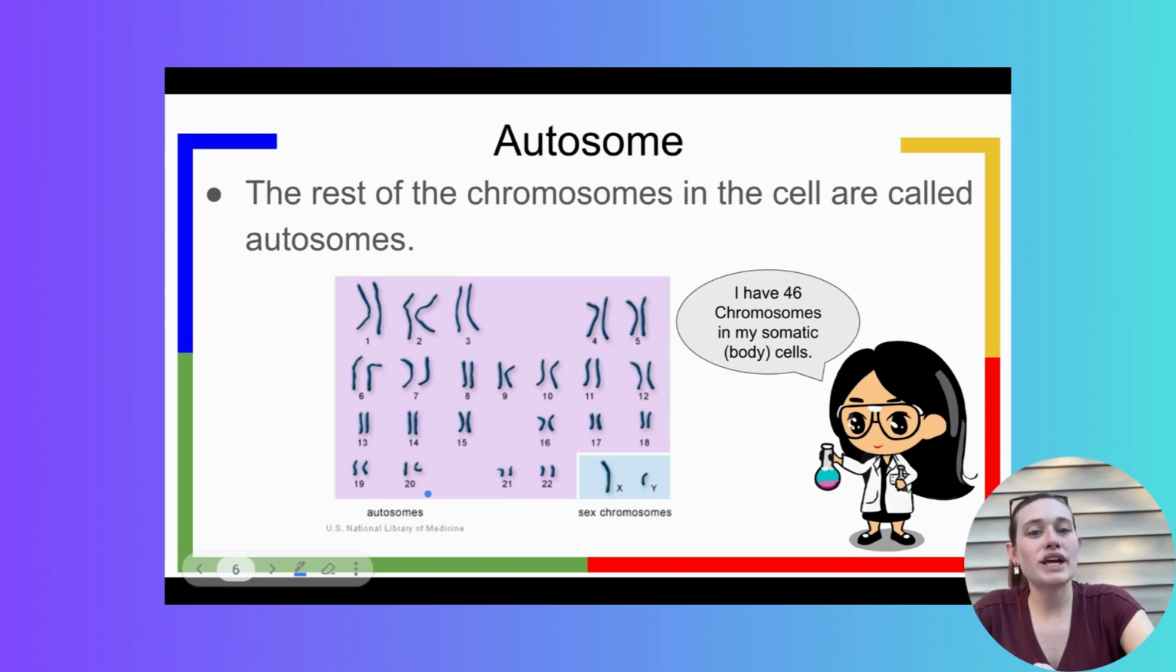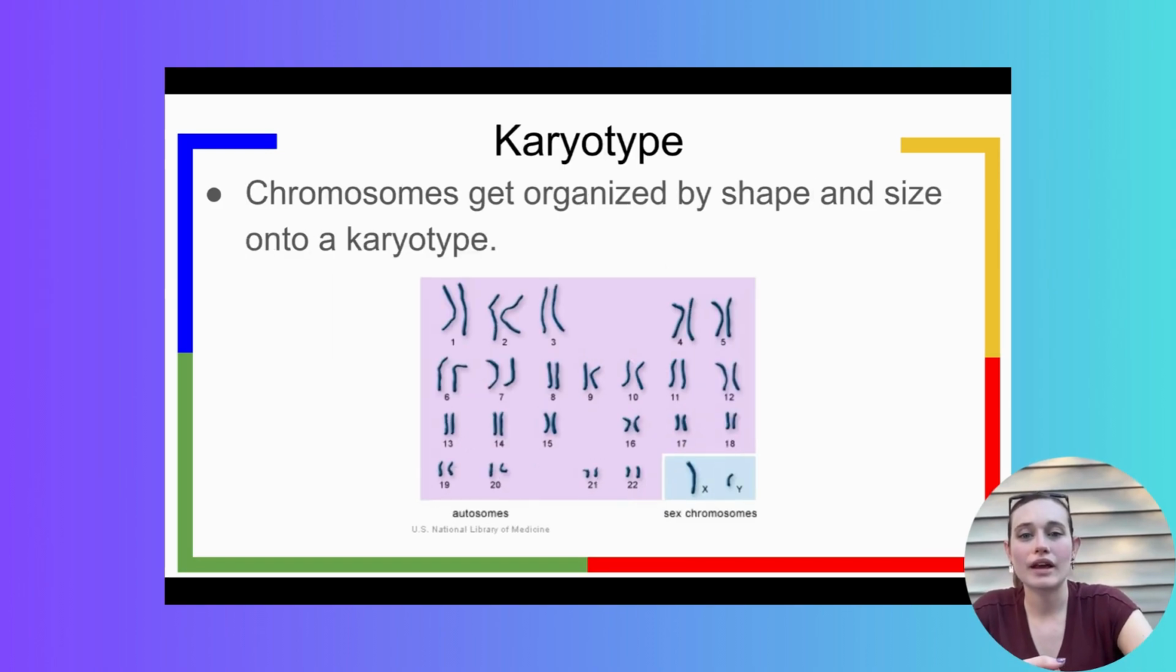So in total, we have 46 chromosomes in our somatic cells. Now, anytime you see the word somatic, somatic means body cells. So these are going to be your skin cells, your hair cells, your liver cells, your blood cells. So any type of body cells, those are somatic cells. So we have 46 chromosomes in each cell.